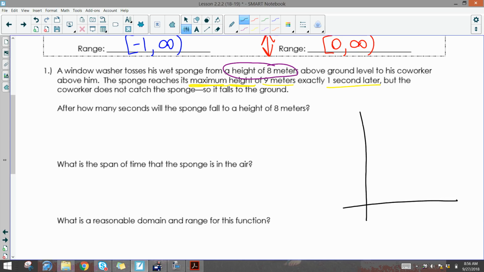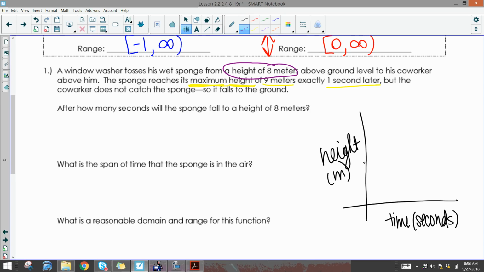Okay, so if you're thinking of a quadratic, he's tossing it from a height of 8 meters. So we're talking about height, and then if you notice, it says exactly 1 second later. So we can infer from this that this is time in seconds, and this is height in meters. Okay, so he tosses his wet sponge from a height of 8 meters. If that's the starting point, that is the point 0, 8. Okay, and it says the sponge reaches its maximum height of 9 meters exactly 1 second later.